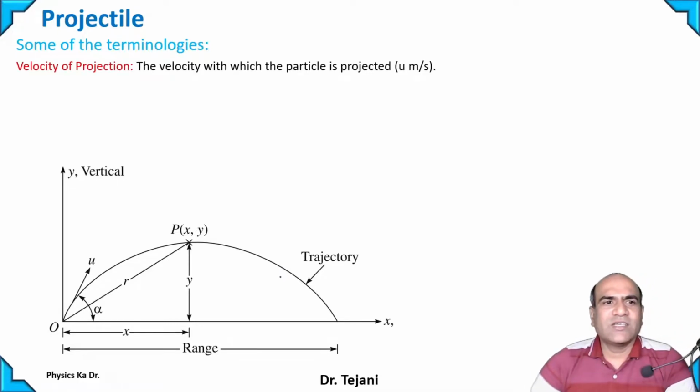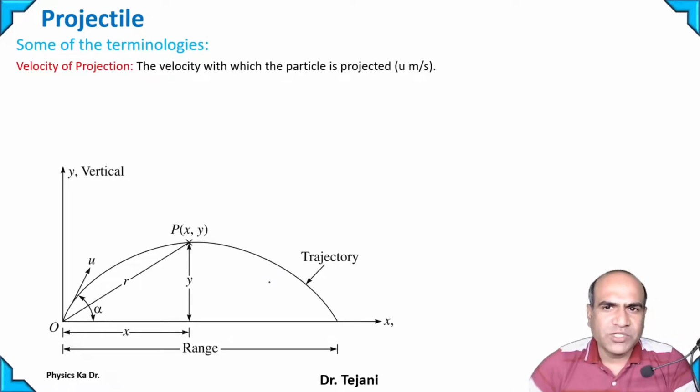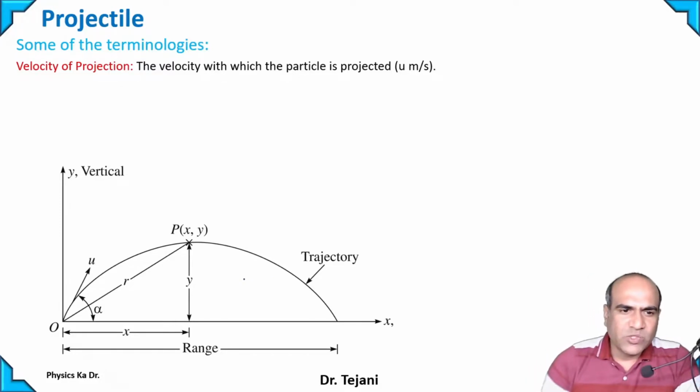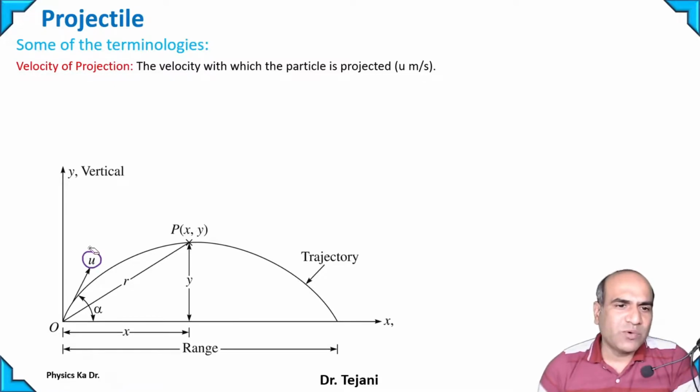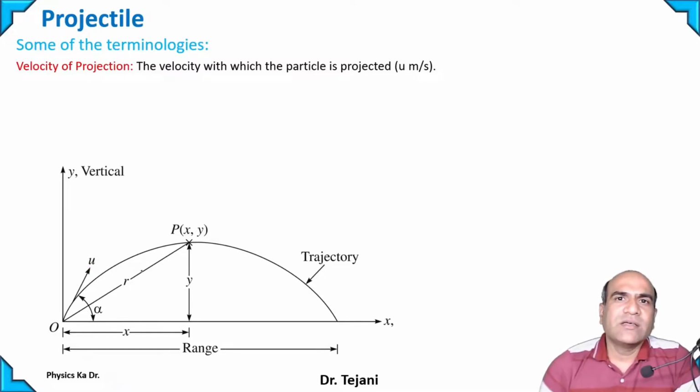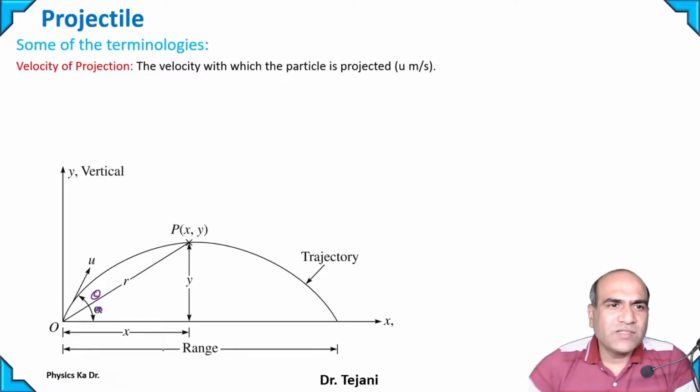So first is velocity of projection, that we already studied. See, the velocity with which the projectile is projected at a certain angle. So here we know that u, the initial velocity of the projectile, is known as the velocity of projection, and it is at theta. We will consider this angle as theta. So first is velocity of projection, which is very much important.